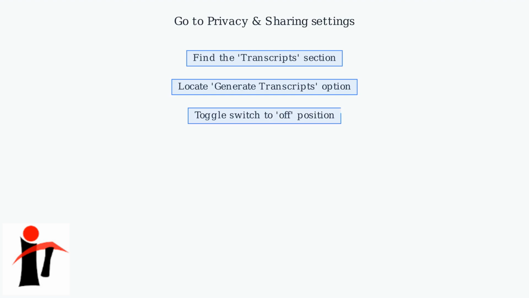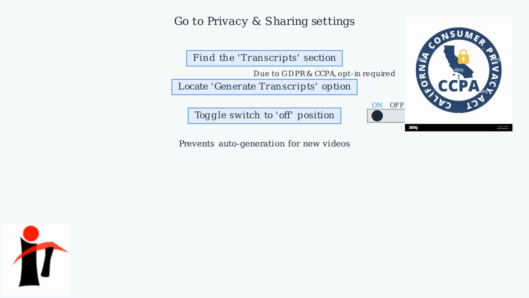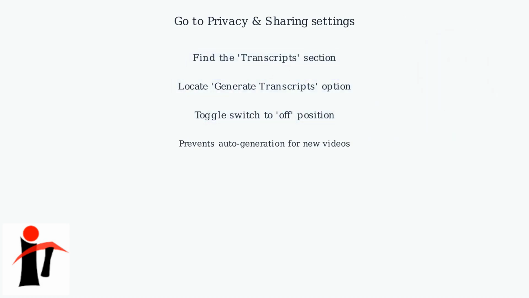Toggle this switch to the off position. This prevents Loom from generating transcripts for any new videos you record going forward. Following privacy regulations like GDPR and CCPA, Loom now requires opt-in for transcripts on new accounts, so this setting might already be off by default. This ensures your new videos won't have transcripts generated automatically, protecting your privacy.